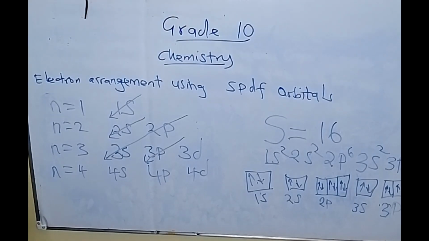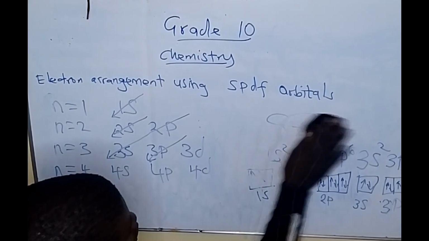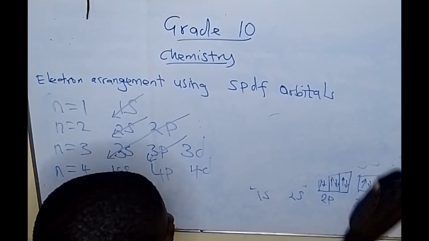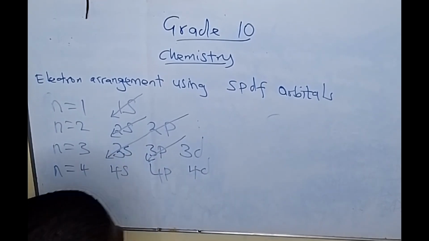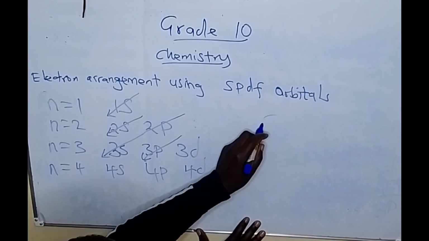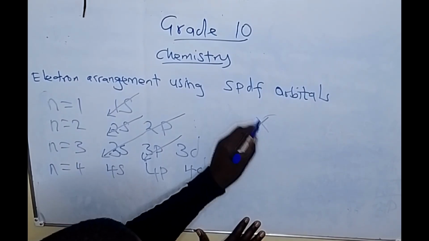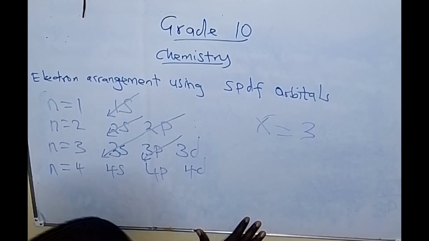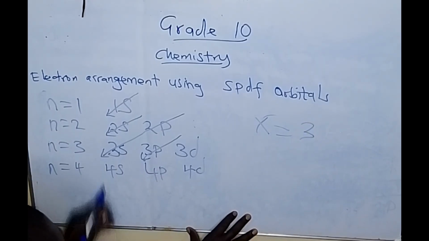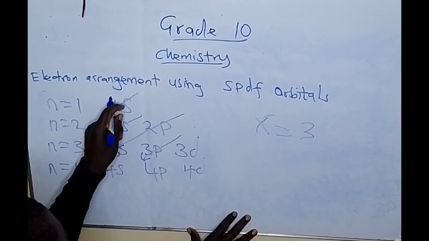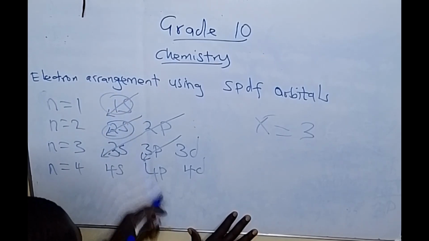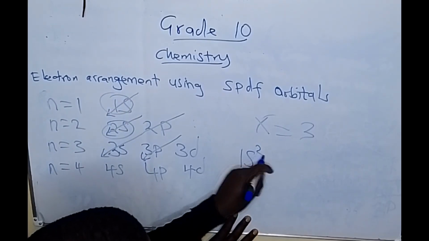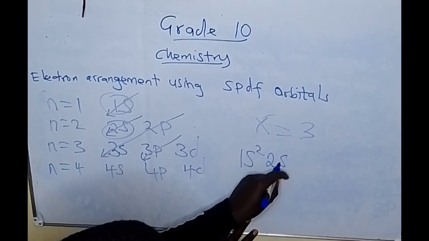Somebody is saying we do one example. What if we have an atom x which has atomic number 3? You can see we are going to have only 1s and 2s. So 1s2, and then we have 2s1.